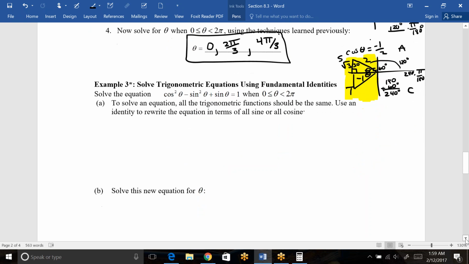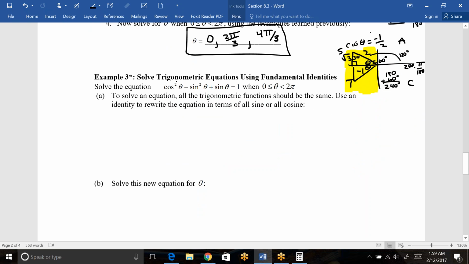Okay, example 3 says solve the equation cosine squared theta minus sine squared theta plus sine theta equals 1. It says to solve an equation, all the trig functions should be the same. So let's use an identity to rewrite the equation in terms of all sines or all cosines. So this is going to be a little bit tricky. So let's try to think through what we could do.